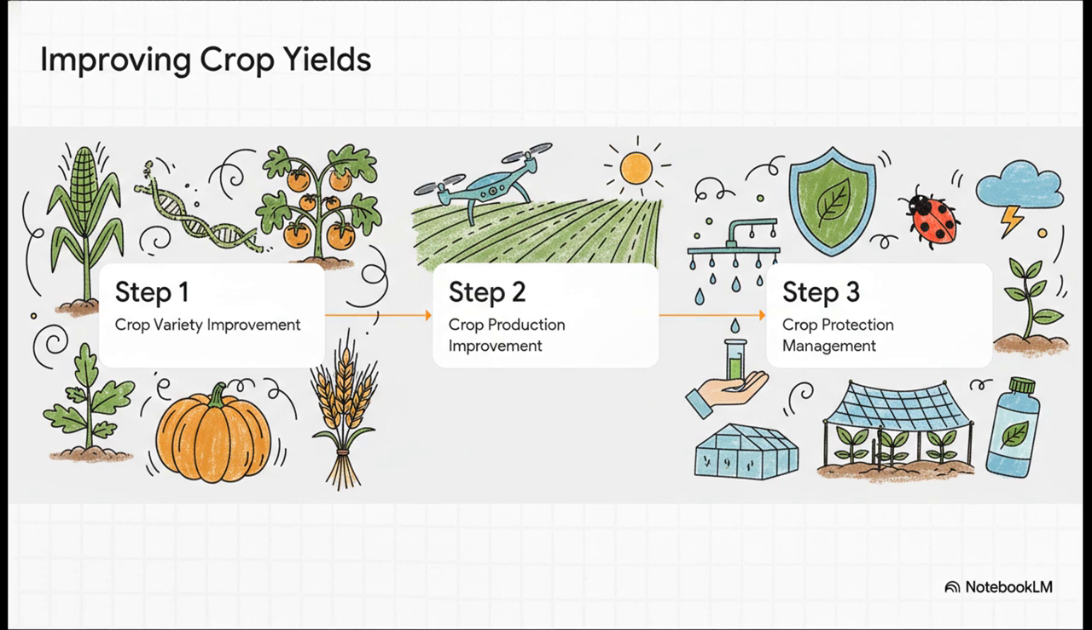This is all about choosing the right kind of seed. Second is crop production improvement. This is about how we take care of the plant as it grows. And third is crop protection management, which is about protecting the plant and the final grain. Let's look at each one.